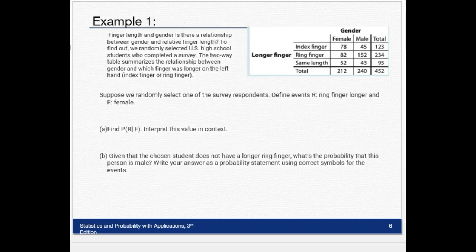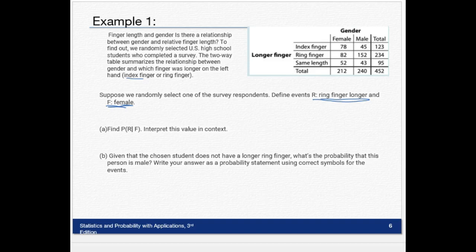All right, let's do this with a table first. Finger length and gender. Is there a relationship between gender and relative finger length? To find out, we randomly selected U.S. high school students who completed a survey. The two-way table summarizes the relationship between the gender and which finger was longer on the left hand, index or ring finger. All right, suppose we randomly select one of the survey respondents. We define events R as ring finger is longer and F is female. All right. So it says find the probability that R given F, that ring finger is longer given they're female.